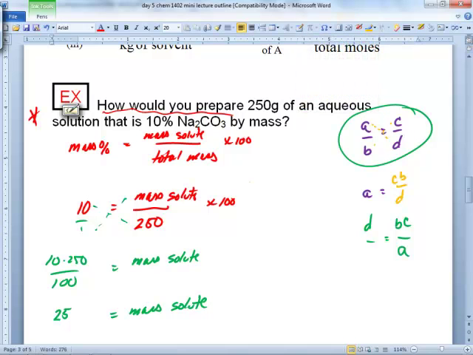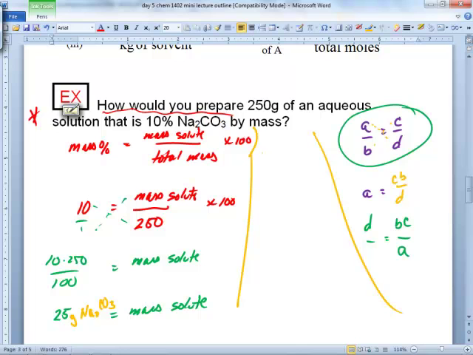We're close. We're supposed to do the how would you prepare part. What should be the units on my answer there? Grams, right? In fact, you could say grams of what? Yeah, my solute, Na2CO3. Okay, so how would you prepare?